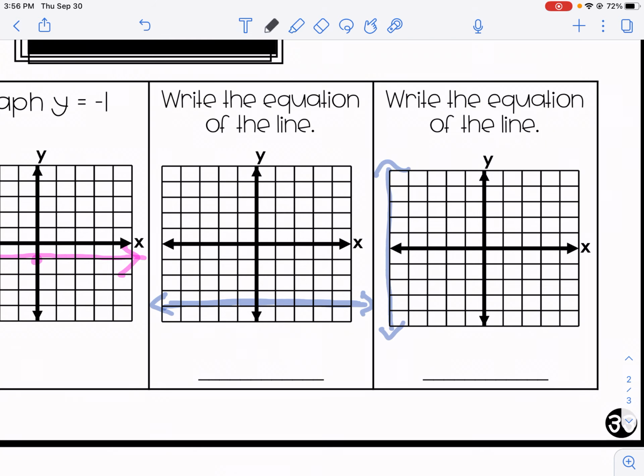Okay, so this is the first one. We've got a horizontal line, so we know it's y equals, and we just have to count how many down this line is. 1, 2, 3, 4. -4. Last one, it's a vertical line, so it's x equals, and it's 1, 2, 3, 4, 5 over, and it's left, so it's -5. And that is it.